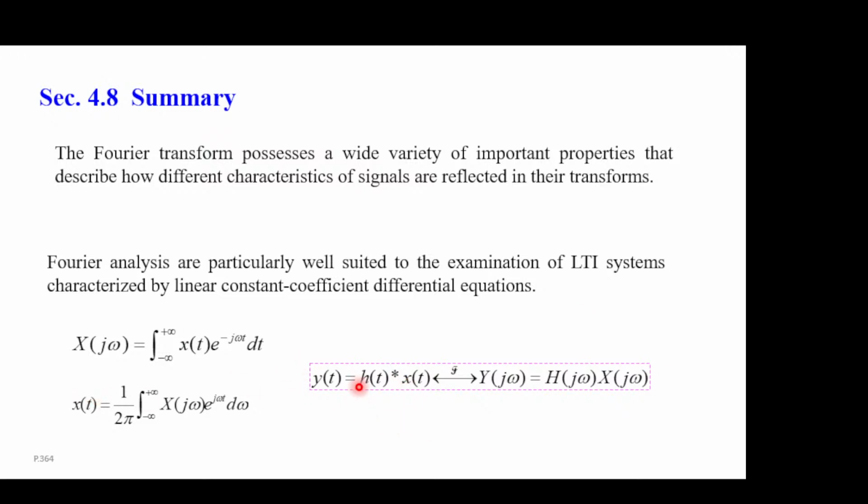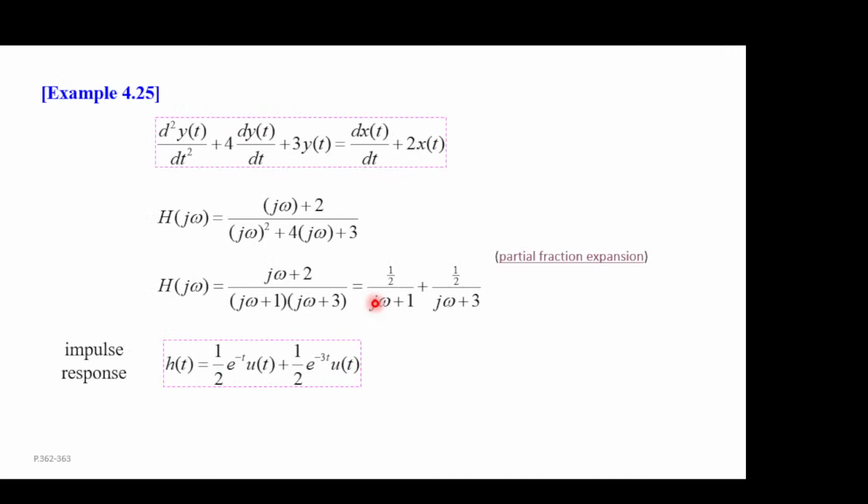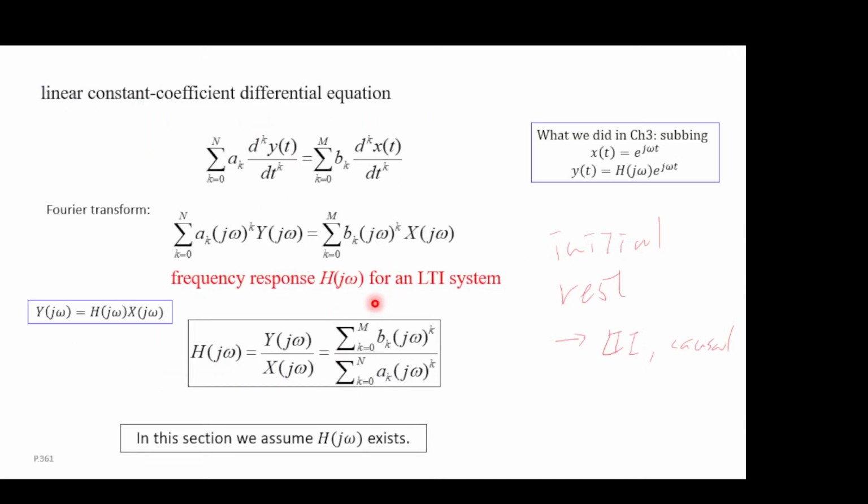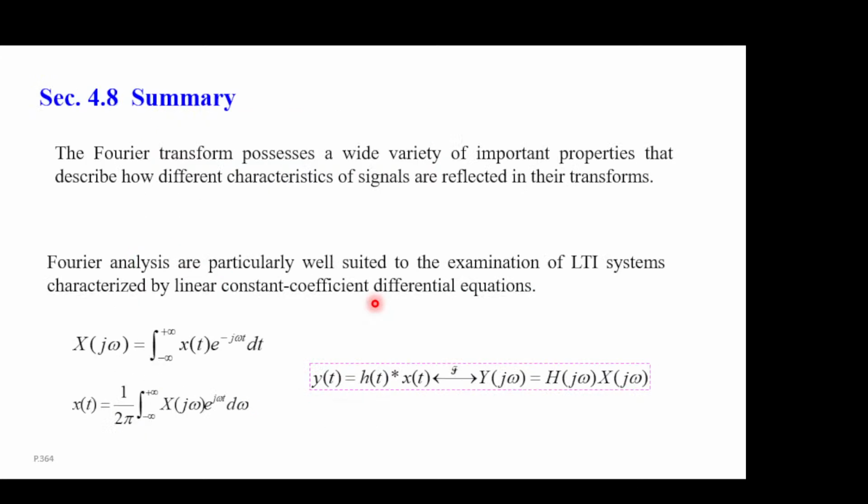We also see the convolution property is very useful because it tells us a lot about LTI systems. In the time domain you get convolution, in the frequency domain it's multiplication. It's another way to see that the complex exponential is the eigenfunction of your LTI system. And you can use this to solve constant coefficient linear differential equations. Okay, so any questions? Next week we'll start on chapter 5.